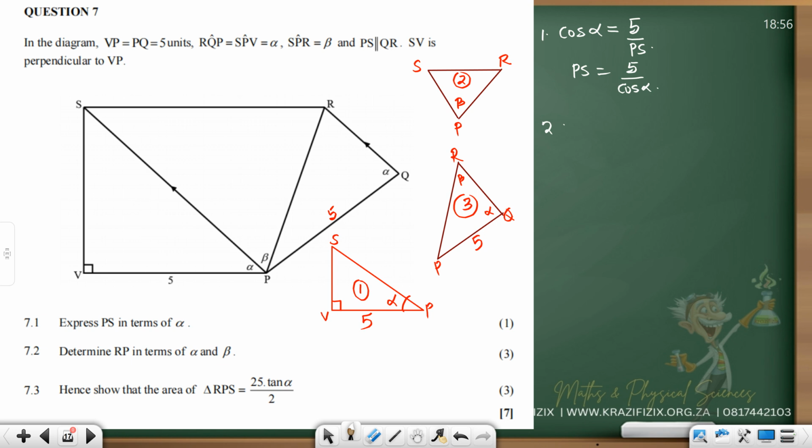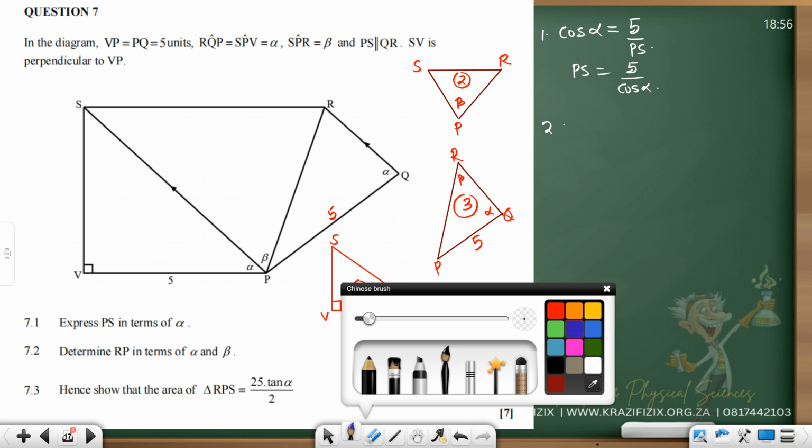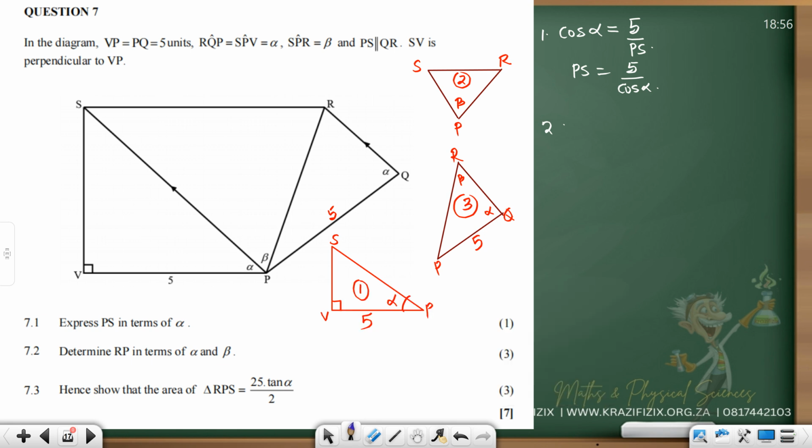Number 2. Determine RP in terms of alpha. Now, guys, quick one that I should tell you that I forgot. Every time you do something, go and write it there. What did we get now? We got PS, right? Where again do I have PS? So that I can see what I have.